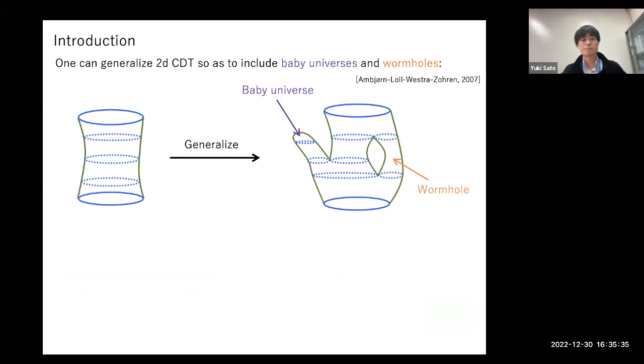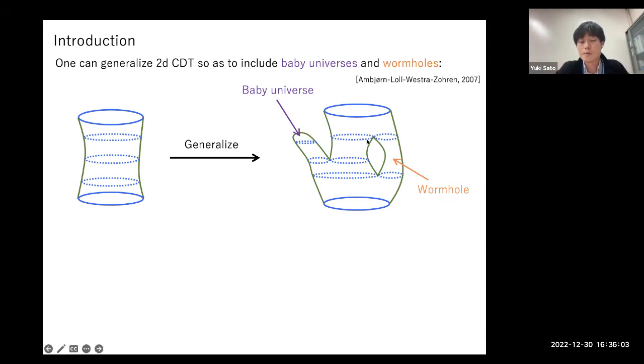Additionally, the original CDT does not allow baby universes and wormholes to occur. However, it is known that you can generalize this CDT setup in such a way as to include baby universes and wormholes in keeping with the foliation structure. This is the important point.